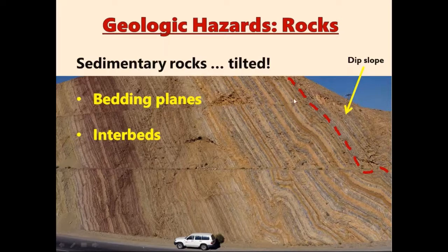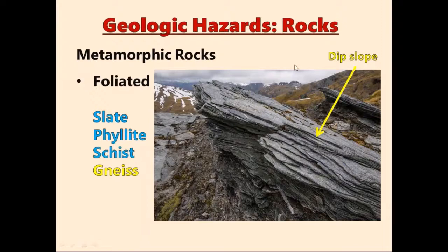And also, by the way, the face of the tilted rock unit is called the dip slope, and that's something to note. The idea of weak points within rocks is not just a sedimentary feature. We can see that in some metamorphic rocks. In this case, metamorphic rocks that are foliated.